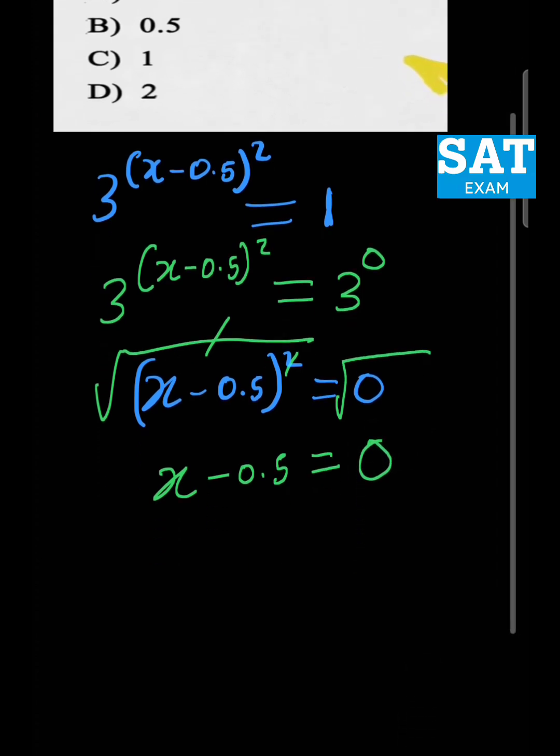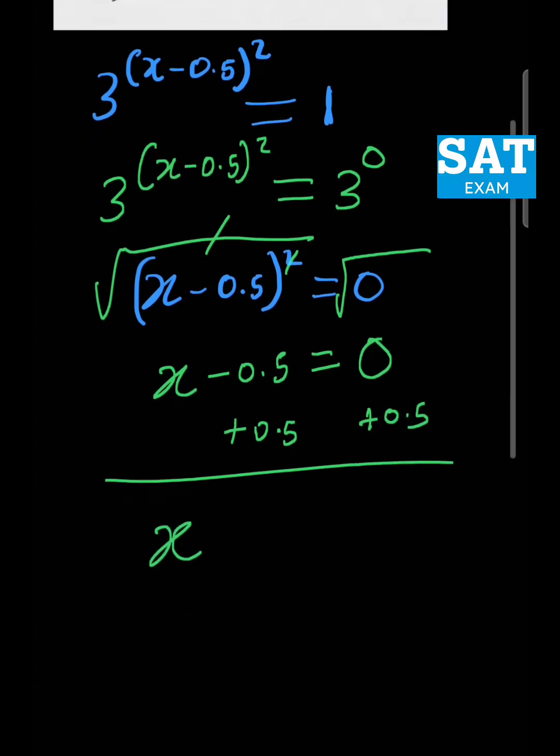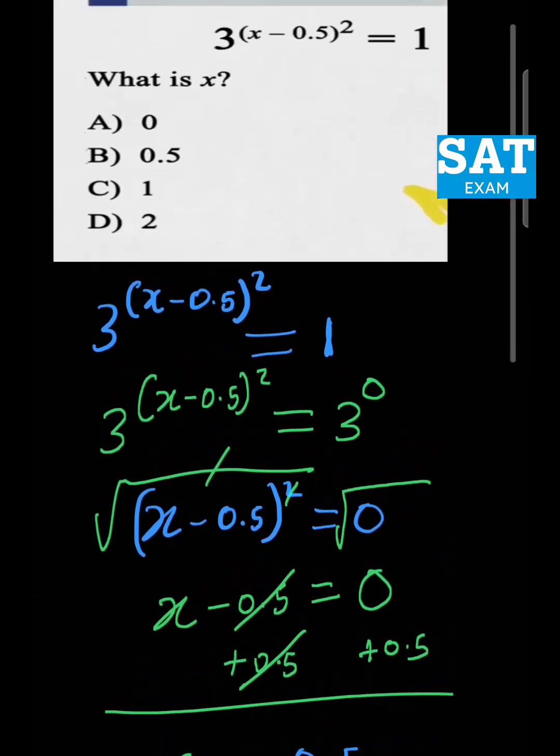Then what do we do next? We're going to add positive 0.5 to both sides of the equation, so that we can have only x on the left hand side, because minus 0.5 is going to cancel positive 0.5, so it will remain only x, which is equal to 0 plus 0.5, which is the same as 0.5. So therefore, 0.5 is the value of x from this equation, which is option B.